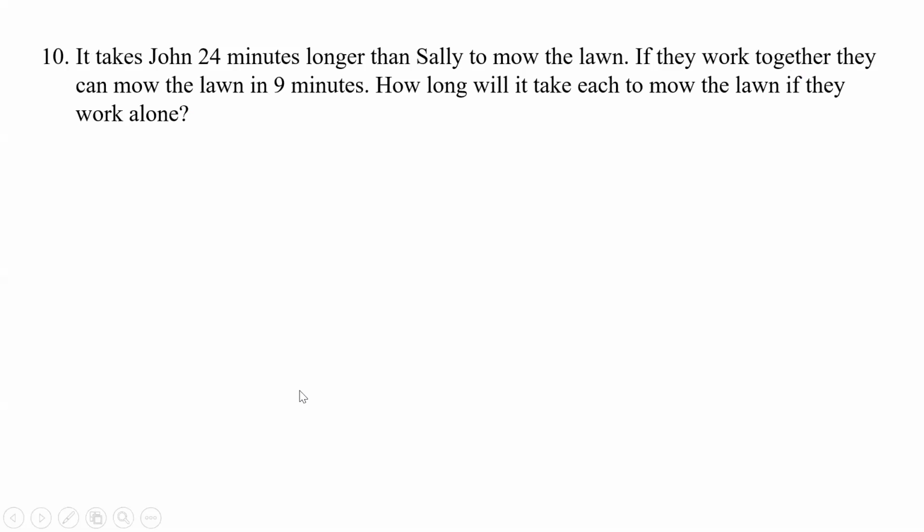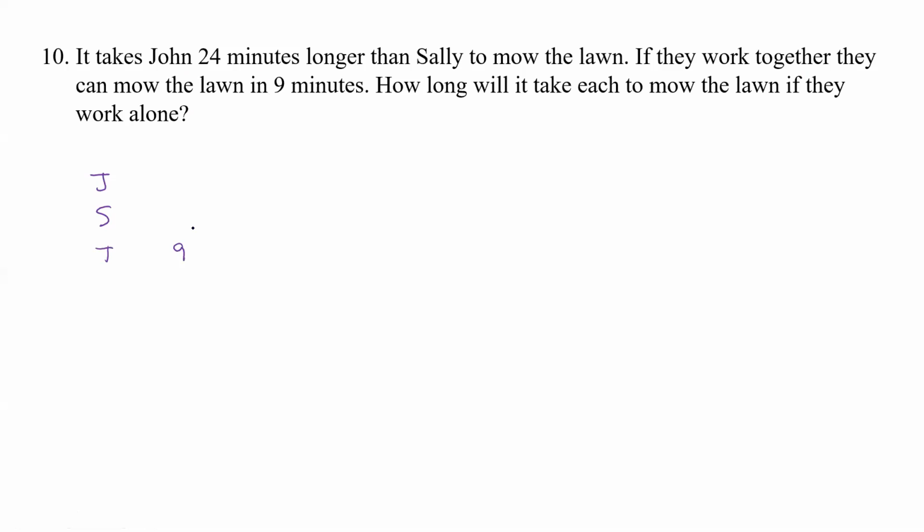All right, what about this last one? It takes John 24 minutes longer than Sally to mow the lawn. If they work together, they can mow the lawn in 9 minutes. How long does it take each to mow the lawn if they work alone? So this is going to be kind of like the last problem. Now we have a John, we have a Sally, and we have together. Together it says 9 minutes, so that's going to be 9.